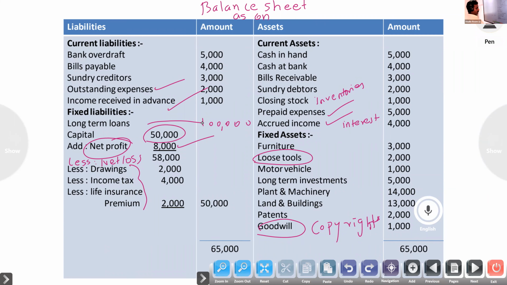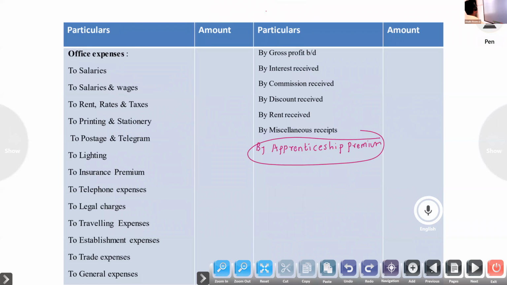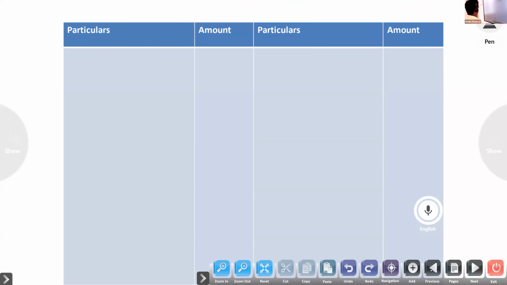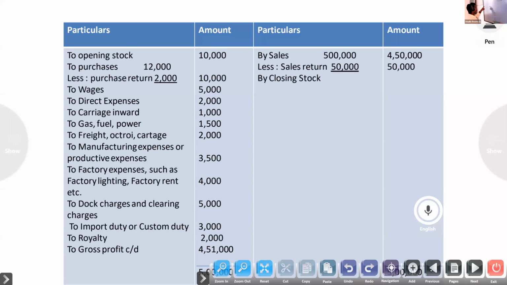Trading account, once more the format. Opening stock, purchase minus purchase return, wages, carriage inward, gas, fuel, power, water, freight, octroi, cartage, manufacturing expense, productive expense, factory expense, dock charge, import duty, royalty. Sales minus sales return, closing stock.